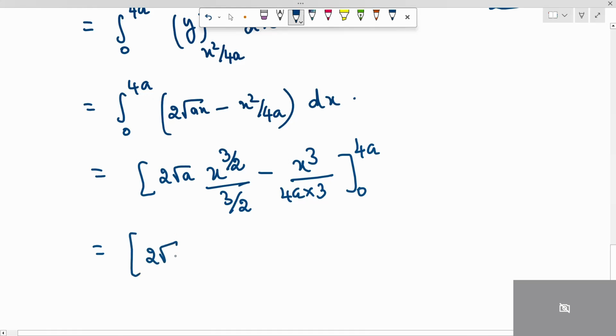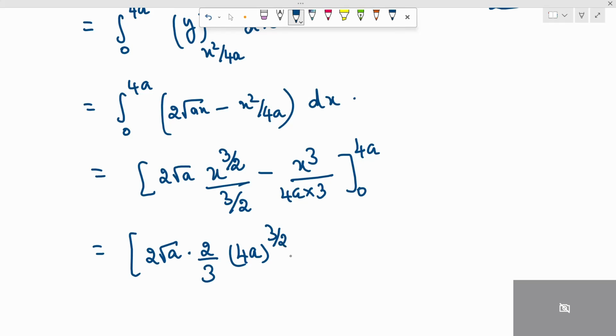2 into root a, the denominator 3 by 2 goes to the numerator, it will be 2 by 3, and then substitute x is equal to 4a: 4a power 3 by 2 minus, x is 4a, 4a whole cube divided by 4 3s are 12, 12a. Then apply the lower limit value 0 here, first term 0, second term also 0. All the lower limit values are 0.